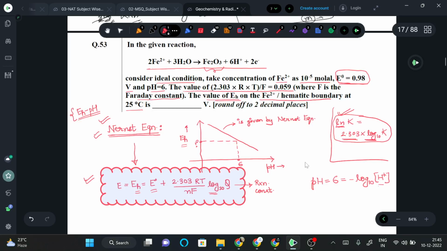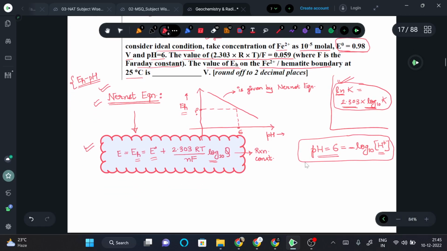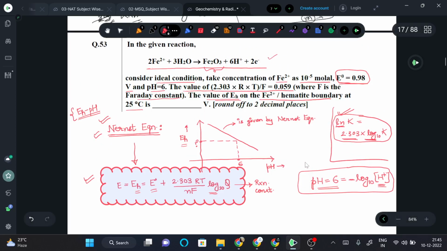So whatever H plus concentration is there in the solution, if we take the log base 10 and put a minus, that is pH. Okay. So this is the basic pH formula actually. pH is equal to minus log base 10 H plus concentration. So this pH 6 is given to us. We can directly get to know what is the H plus ion concentration in this reaction by using this particular given value. Okay. So if we have a look at the reaction, here H plus is there. So we can use this over here.